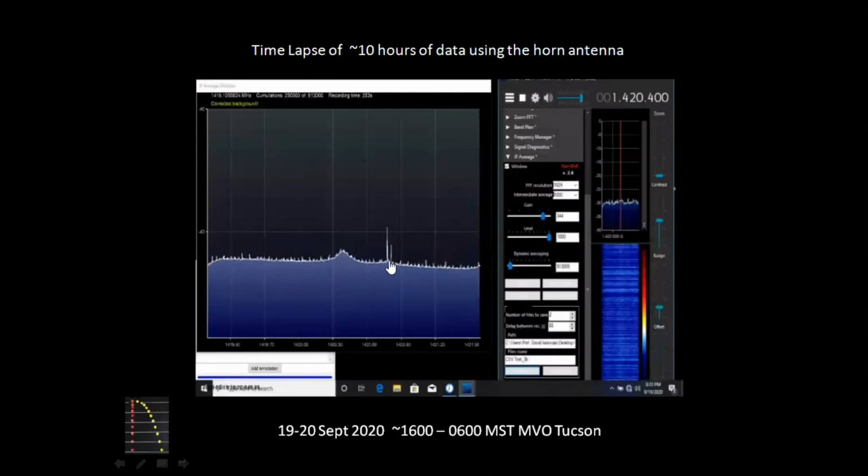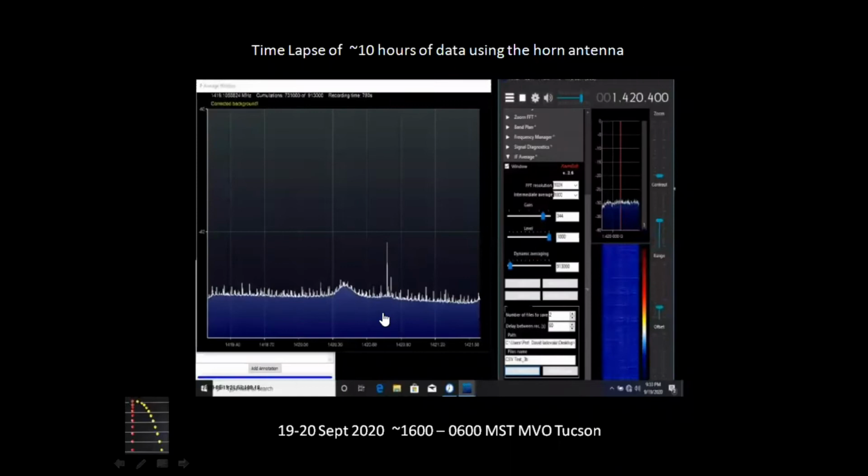Now, what you can't see so readily, but I'll show you in another slide, is this thing is actually Doppler shifting, because remember, the Earth is rotating, so we're rotating toward the cloud and away from the cloud, and you can actually see that and measure it.